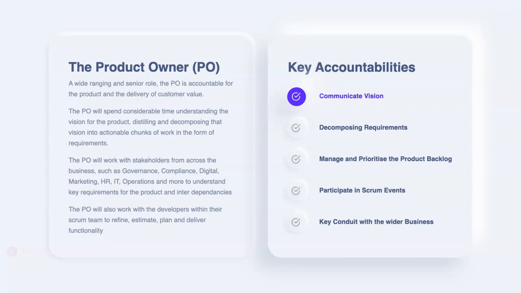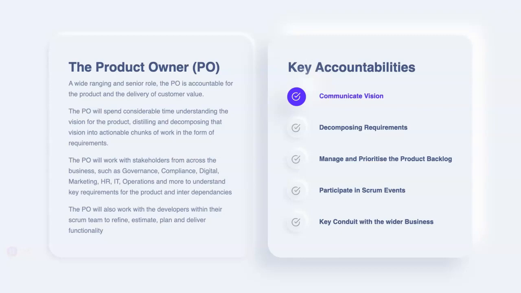The product owner is going to participate in Scrum events. This is not a passive role. They don't just come along, provide requirements, go away, and then come back in 2 weeks later and say, hey, how do you guys get on? The product owner needs to be there in those various Scrum events. They need to sit through those various calls, they need to provide support, and then they need to help with impediments, they need to help with various dependencies that may arise.